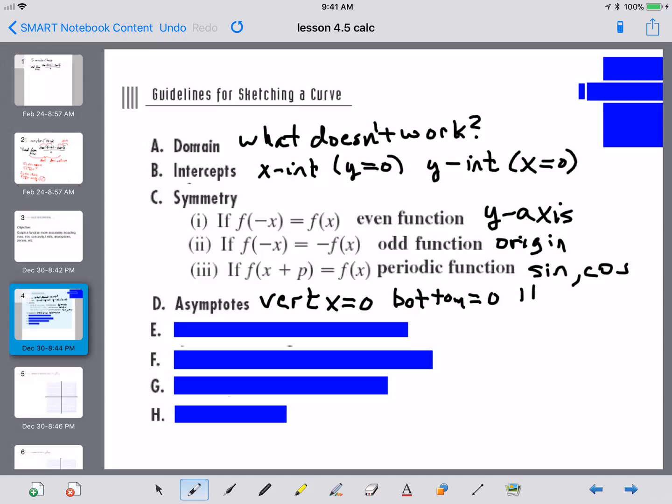A horizontal asymptote, we learned in pre-calculus. We also reviewed in section 4.4. And remember, that is just the end behavior, or limits to infinity. So remember, if you're dealing with fractional functions, rational functions, you're looking at that lead term on the top and the lead term on the bottom to help guide you.